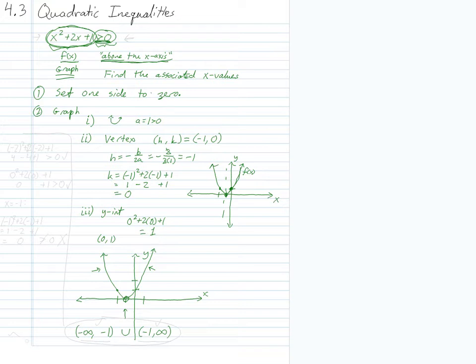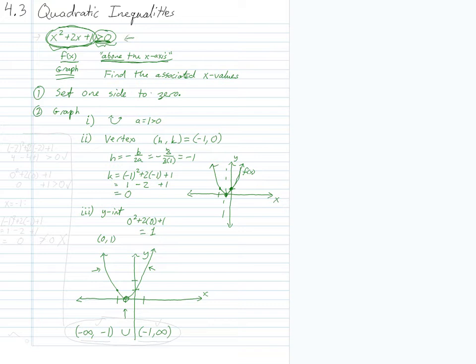We will graph the parabola once we put it into that standard form with one side of our inequality equal to 0. Then we'll pick out the part of our graph which satisfies the inequality, whether it's greater than or equal to, less than or equal to, and we'll see a few of each of those examples.